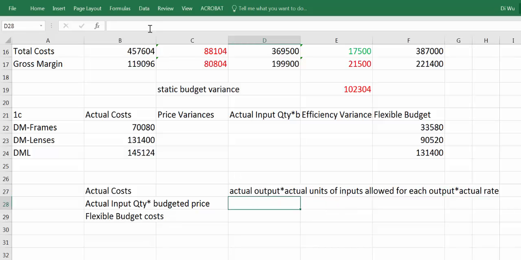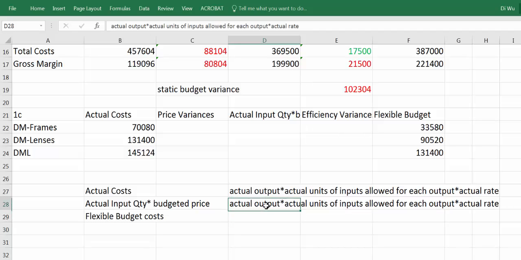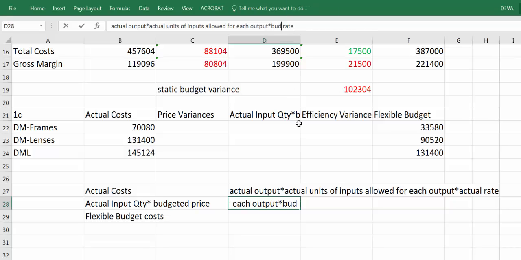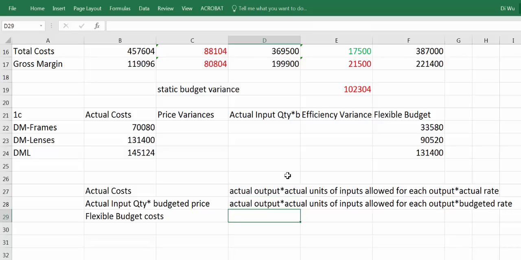Similar here. This is close enough except for the last piece. The last piece, we don't have the actual rate; we have the budgeted rate. So that's what we have.